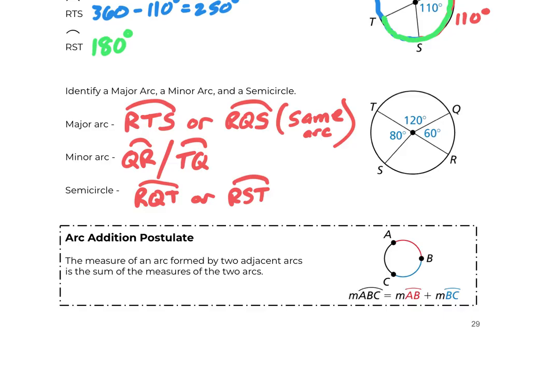But I couldn't start with S because I don't have a diameter that starts at S, right? S doesn't go clear across the circle, there is no diameter. There's a radius here, but there's no diameter. Same thing for Q. I can't start at Q because there is no diameter that goes all the way across. So I either have to start with T or I have to start with R. So that's the one thing you have to be careful about with a semicircle: do we have a diameter, right? And if there's no diameter at those two points, we can't use it.